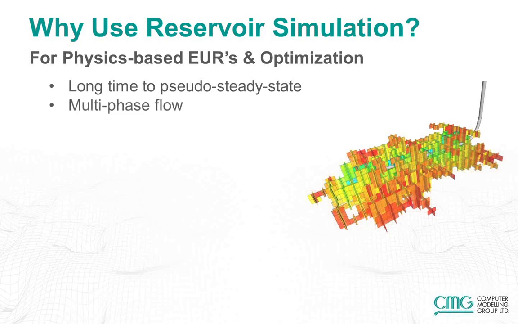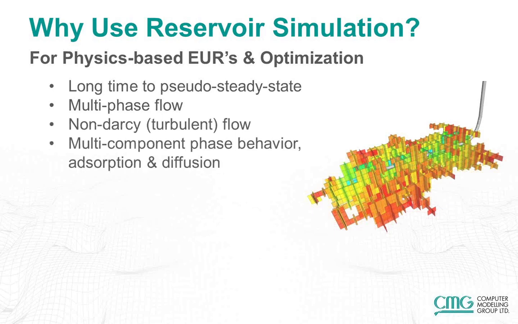As well, we may need to account for multi-phase flow if we have liquids-rich plays, such as gas condensates or volatile oils. Also, non-Darcy or turbulent flow in our fractures when we reach high velocities. Things such as multi-component phase behavior, adsorption, and diffusion. When we get up to these high pressures, we often have more than just free gas. We have gas adsorbing onto the rock surface.